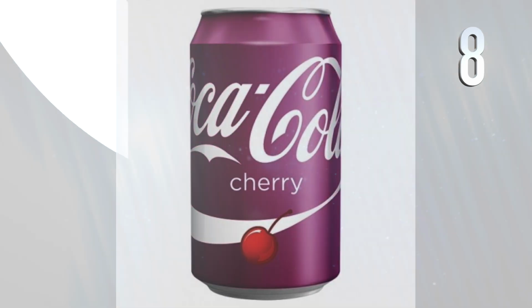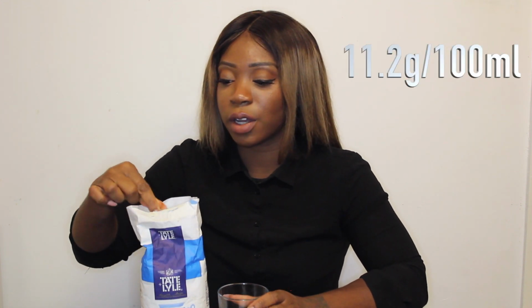So number 8, we have Coke Cherry. Coke appearing twice in the list. So Coke Cherry has 11.2 grams of sugar. So we're going to measure that out again. So remember, 4 grams is a teaspoon.